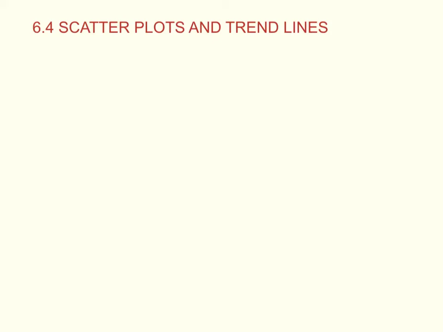In section 6.4, we're going to talk about scatter plots and trend lines. Turn to page 399 in your text, and we're going to look at this gray box together. Essential understanding: you can determine whether two sets of numerical data are related by graphing them as ordered pairs.